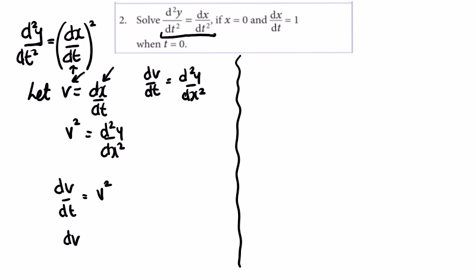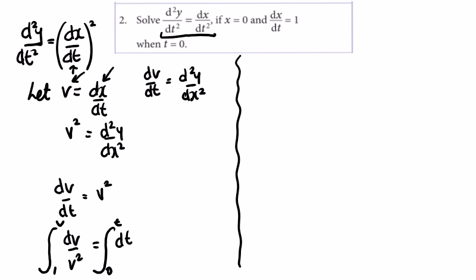So we're going to get dv over v squared is equal to dt, and now we'll be able to integrate. We have our v and our t. They tell us that x is equal to 0 and dx/dt is equal to 1, which is our v. So we have our v and our 1, and we have dt, when t is equal to 0 we have our t and our 0.